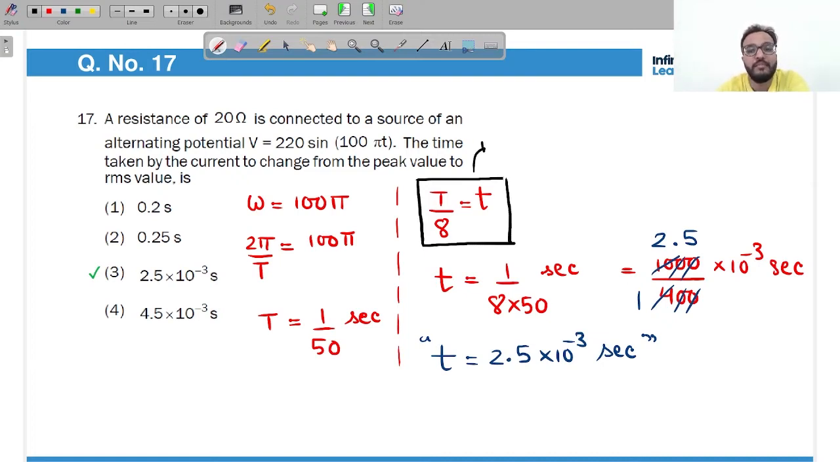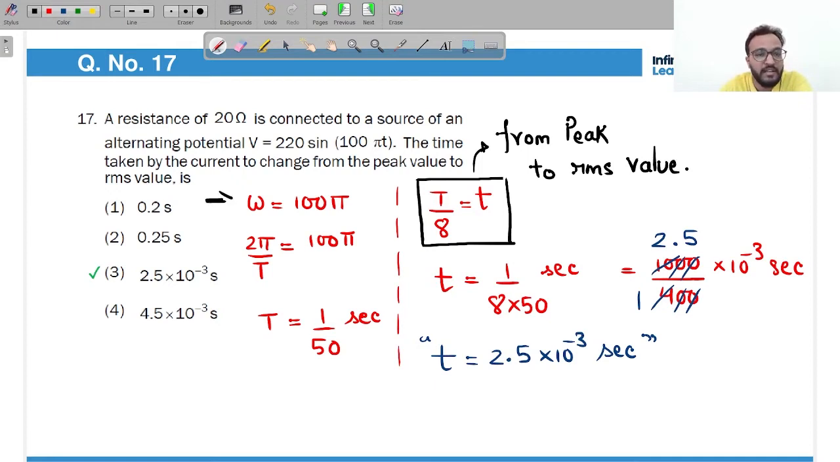This is the time from peak value to RMS value. Remember this thing, okay? Now, how to find out the time? See, we know that omega is 100 pi, we can compare. Now 2 pi by capital T is omega. From there we can say time is 1 by 50 seconds.